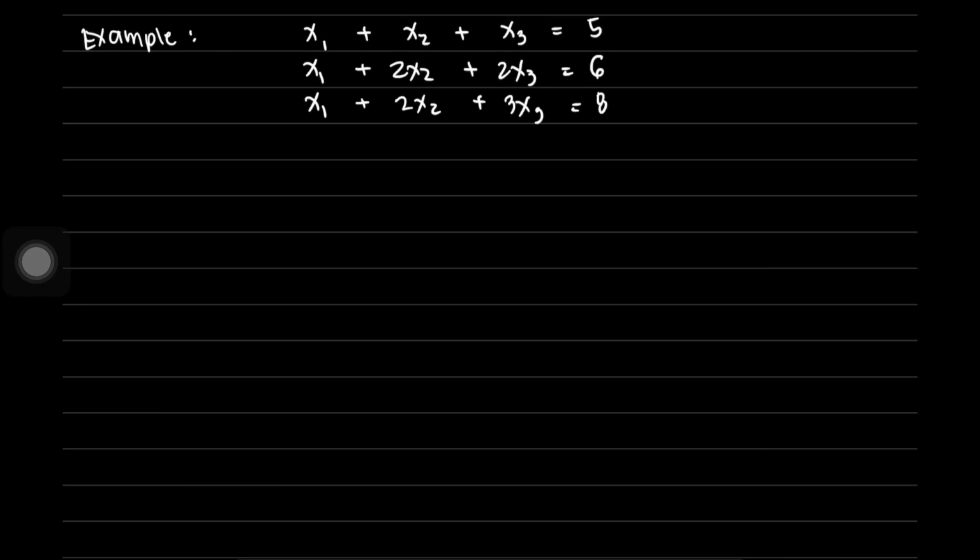To illustrate how we are going to solve a system of linear equations using the LU factorization, particularly using the Doolittle's method, let us have an example here. We have a system of three equations with three unknowns. We have x1, x2, and x3 respectively.